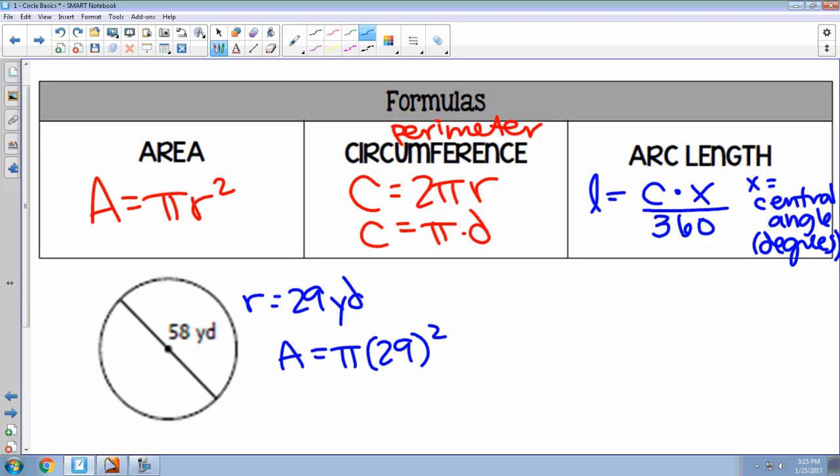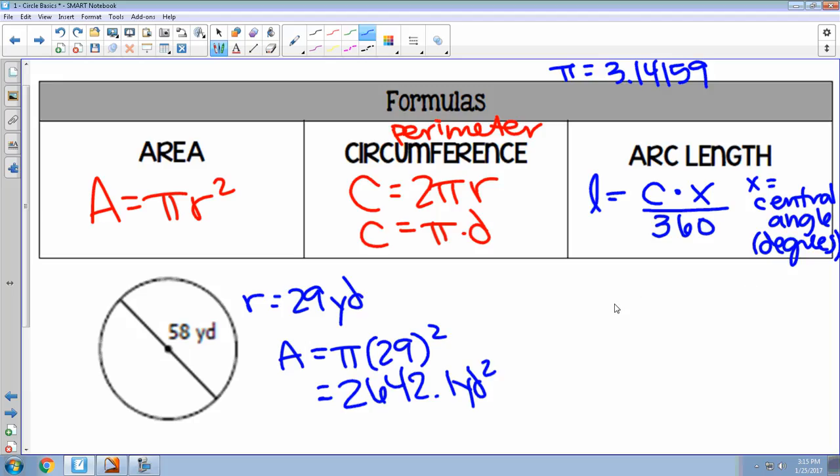Okay, 29 squared is 841. Pi, use that pi button on your calculator, or you can use 3.14159 if you do not have a pi button, but you should, and on the yellow calculators they do. So you do 841 times that pi value, and you will get 2,642.07, which I'm going to round to 1 since it is area. We have yards squared.